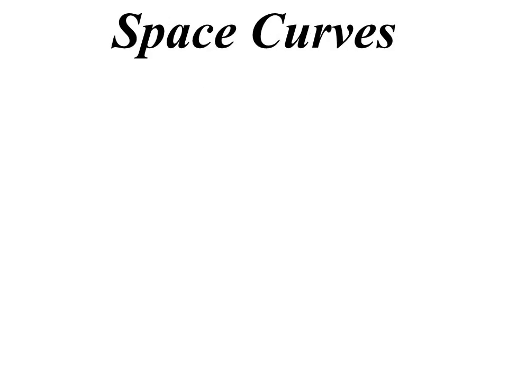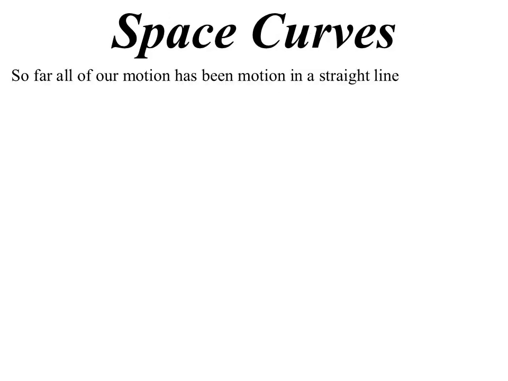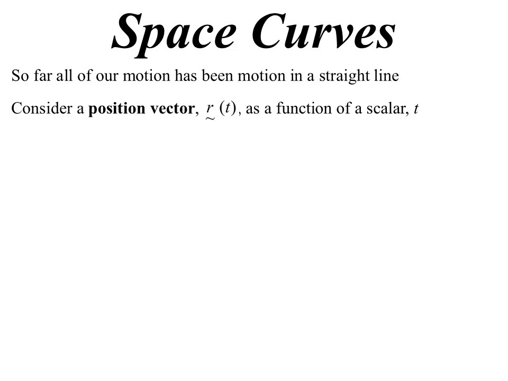Now I'm going to talk a bit about space curves. So far with motion, everything's just been in a straight line, and that's the easiest way to analyse it, because then we only have two directions that we have to think about. So consider this. We've got our position vector, and it's some function of t, probably time for what we've been looking at, so it might be something like that.